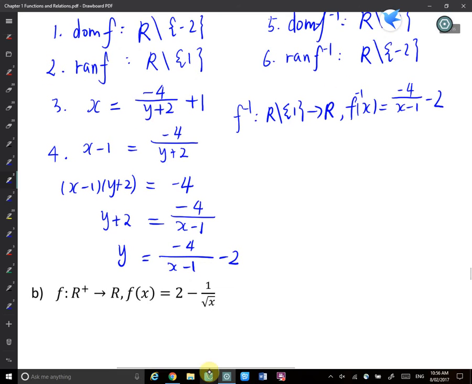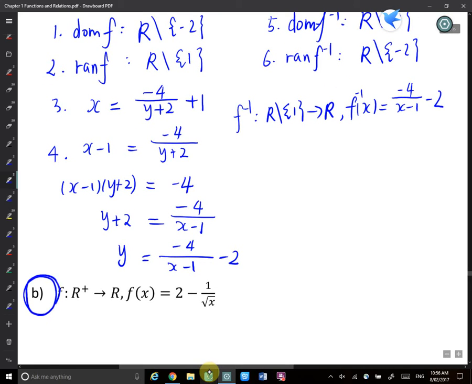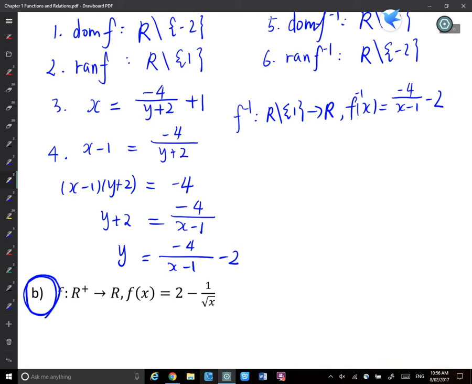Okay, so part B, you will wait until we finish today's lesson. You can come back to do part B. It's a power function, so wait until we finish today and then come back to do this one.